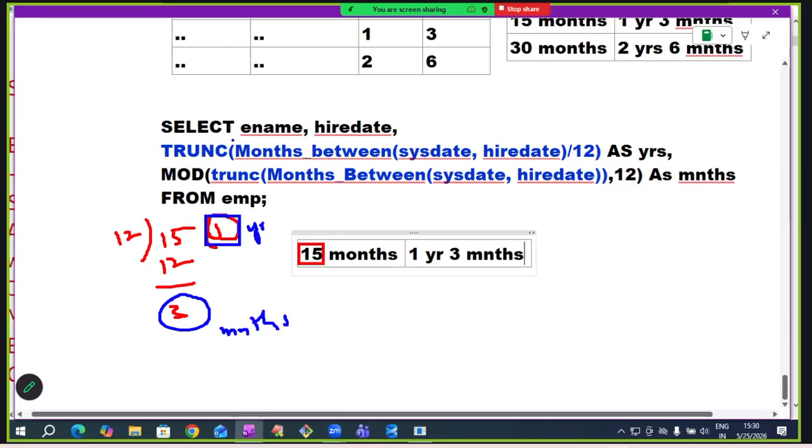So to get this year, I am writing like this. Here we are finding number of months. Number of months we are dividing with 12. Why I am dividing with 12? To get this quotient. To get this quotient value, I am dividing with 12. To get quotient, use division operator.